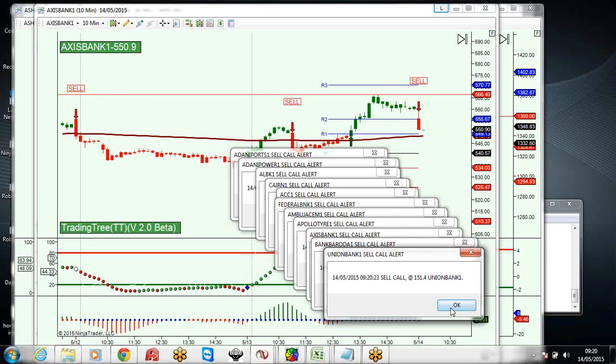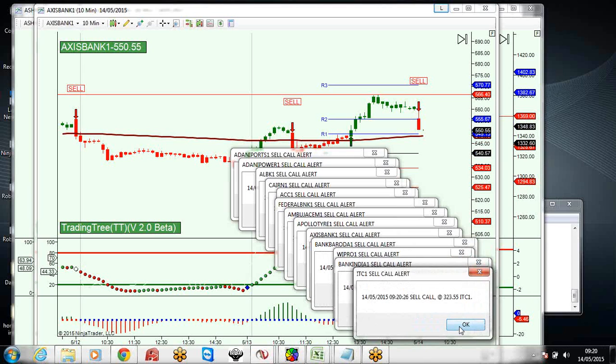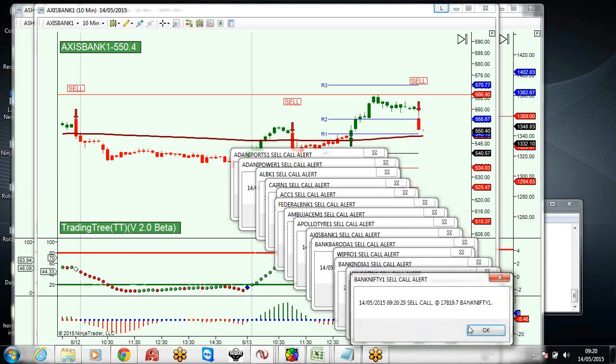There is a sell call in ANR. There is a sell call in WICR. There is a sell call in LICHF.